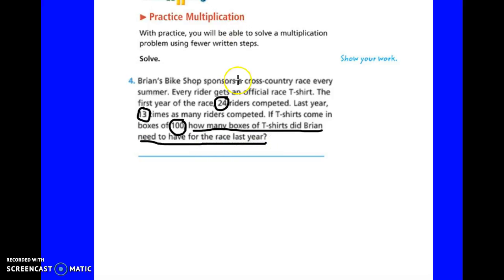All right, keywords in here. Let's look. Key things. I would say the first year of the race there was 24 riders. Last year there was 13 times as many. See that word? Times. It's telling us that we get to multiply. And the t-shirts come in boxes of 100. So first off, I know I get to multiply. So let's go ahead and write our multiplying here. We get to do 24 because there was 24 riders that competed the first year, but there's 13 times as many that competed the next year. So I'm going to go ahead and multiply this one.